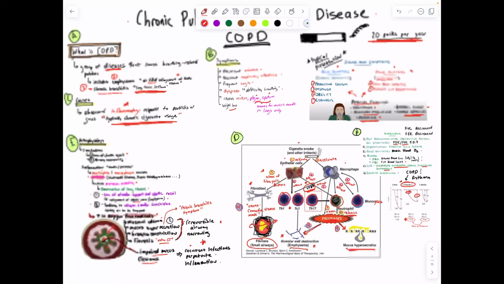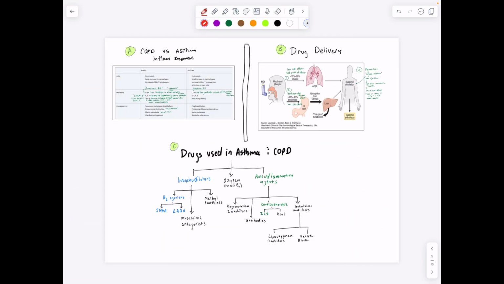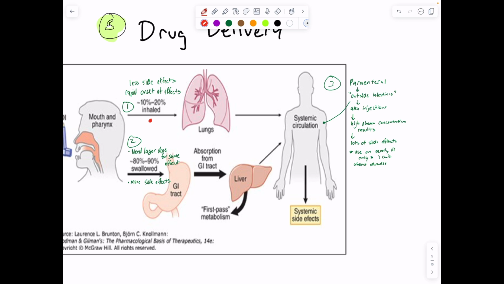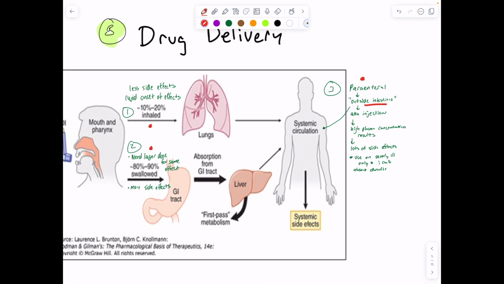All right. Okay, so how do we actually go about treating this stuff? We have different drug delivery methods. We have basically inhalation, we have oral, swallowing stuff, and then you have injections, which are parenteral, which means outside the intestines, aka injection to, say, the muscle. There's pros and cons in all of them.